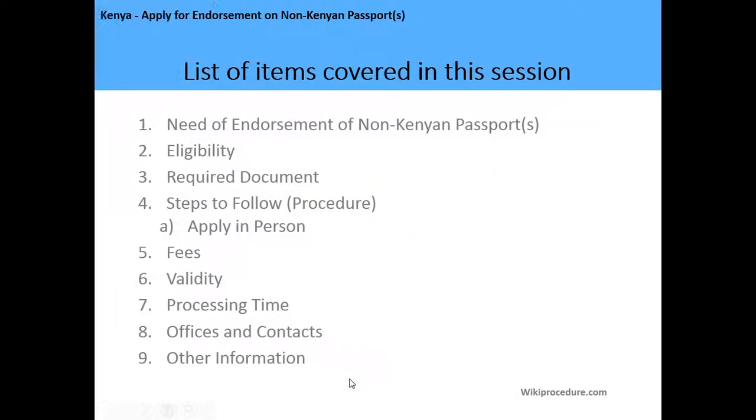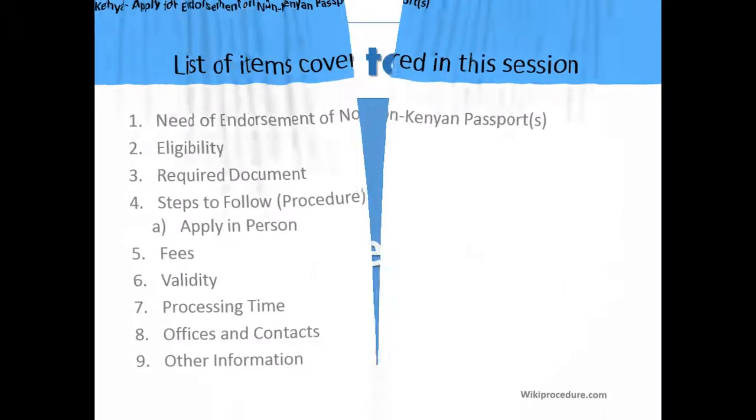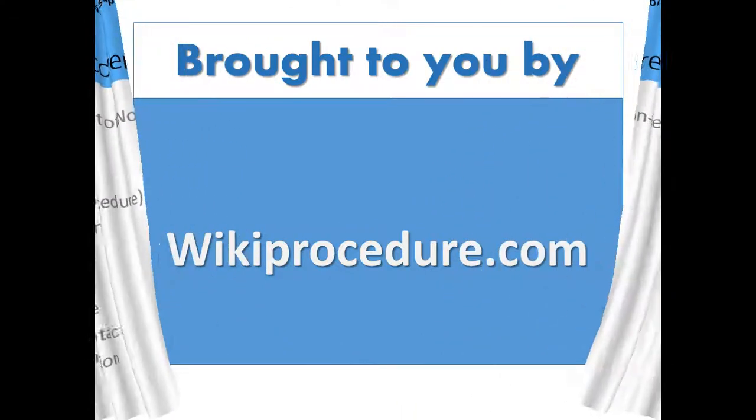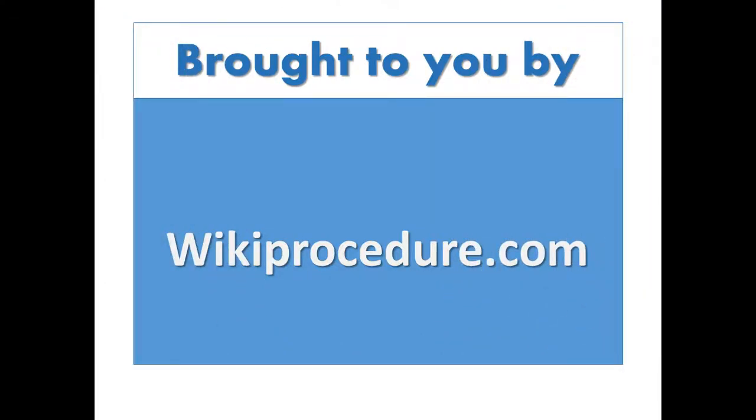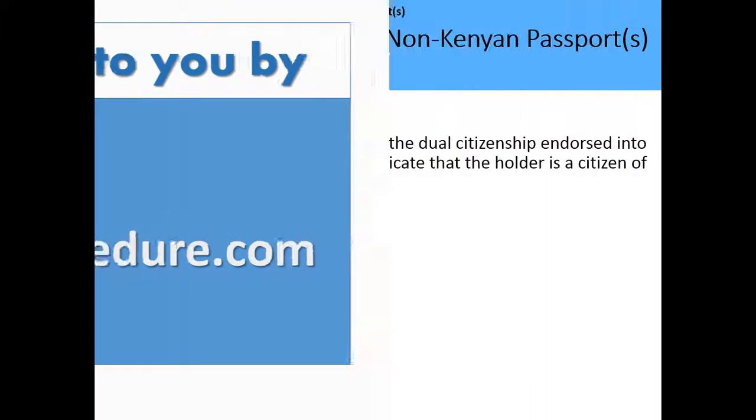and the list of items which we are going to cover in this session include the need for the endorsement of the non-Kenyan passport, the eligibility criteria, steps to follow in making the application, required documents, validity period, the fees, processing time, office location and contact information, and any other information that we may find relevant on how to apply for this endorsement of your non-Kenyan passport. And this presentation is brought to you by wikiprocedure.com.